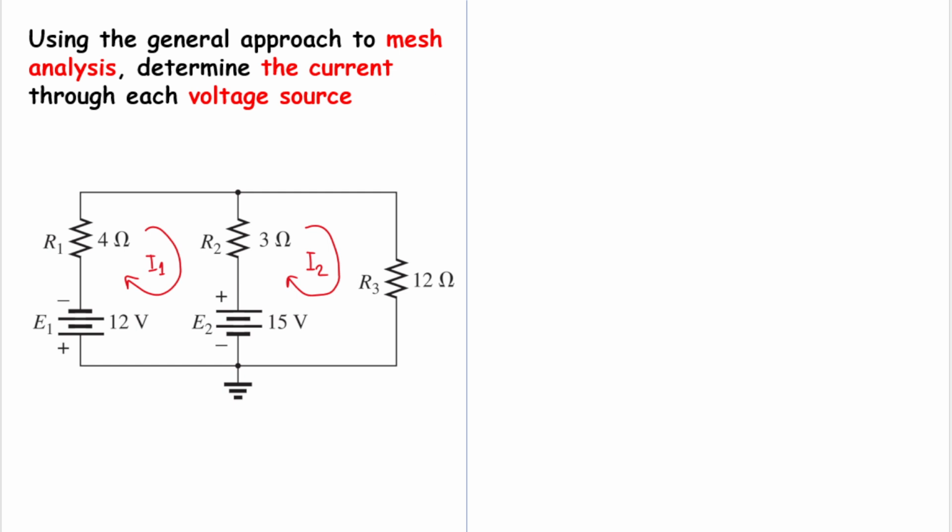Let's start from KVL at loop 1 first. Okay, what does KVL say? KVL says that the sum of the voltages in a loop will equal 0. Okay, let's see here for loop I1.